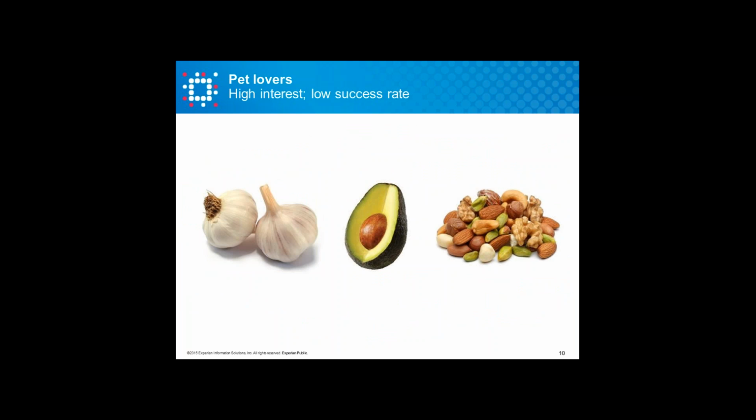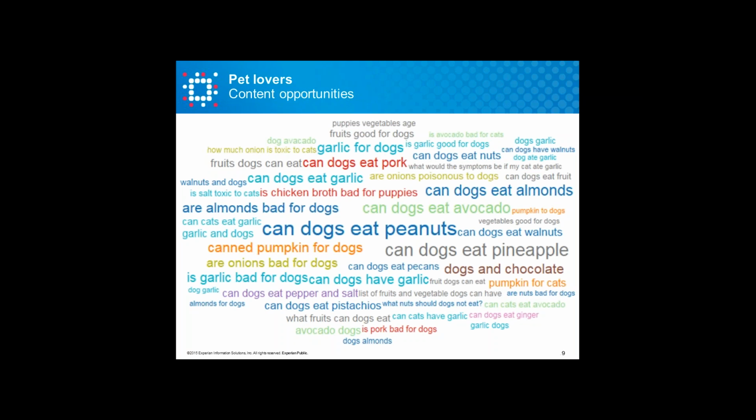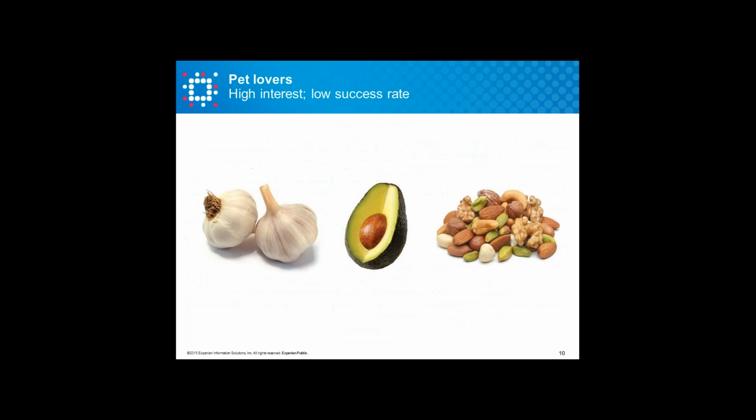And on that last slide, you could see just some of the top variations that we saw. Can dogs eat pork? Can dogs eat nuts? Can they eat almonds? Can they eat peanuts and pineapple? So we started to put those together. And then what we did was we looked and we identified a few different common foods that we saw repeatedly coming up. But not only that, we also looked at the success rates. So when people were conducting searches for these types of food, how successful were they clicking through to content?